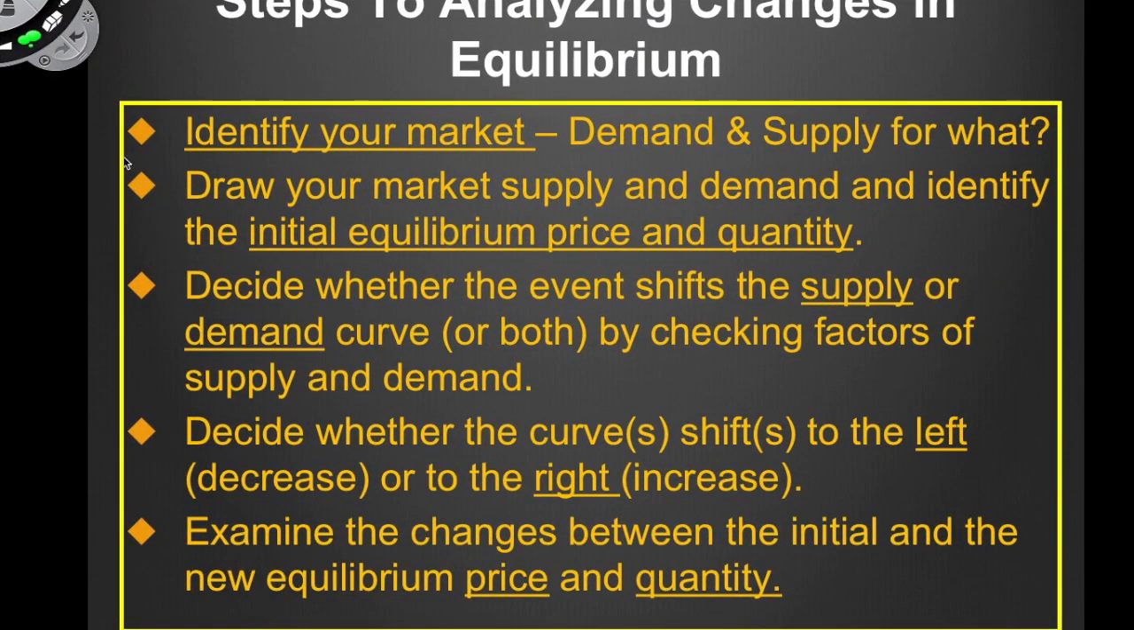A few tips to help you avoid some pitfalls in analyzing these changes in equilibrium. First, make sure you're identifying your market. Demand and supply of what? And it has to be the same product. You cannot be looking at a market with the demand for shoes and the supply of leather. It's not the same product. And this is something you need to pay attention to, because sometimes in your prompt there will be several products mentioned. So make sure you keep the supply and the demand for the same product.